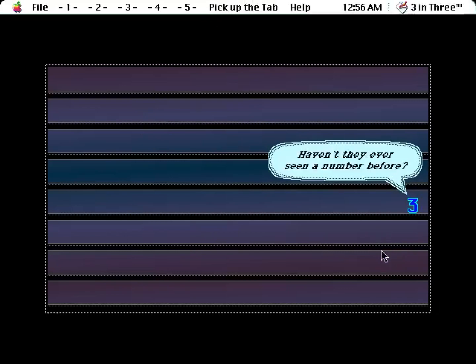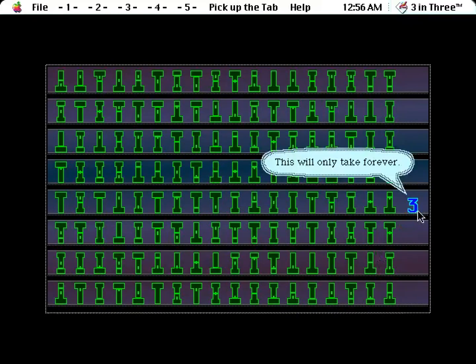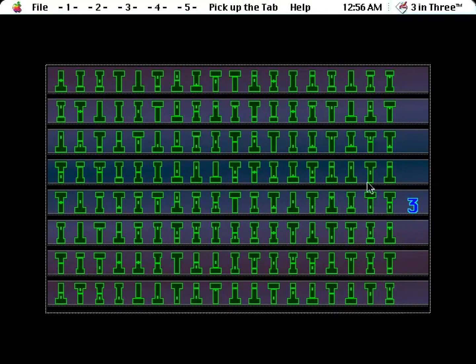Oh boy! And I'm here and pick up the tab. I know what this is. What's with these letters, anyway? Haven't they ever seen a number before? This will only take forever.